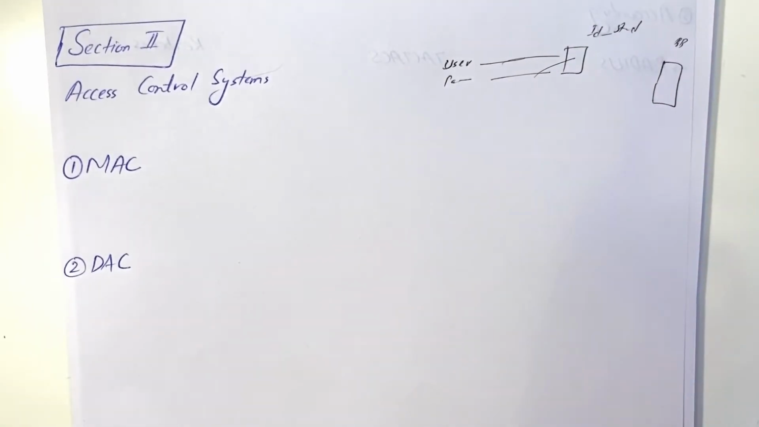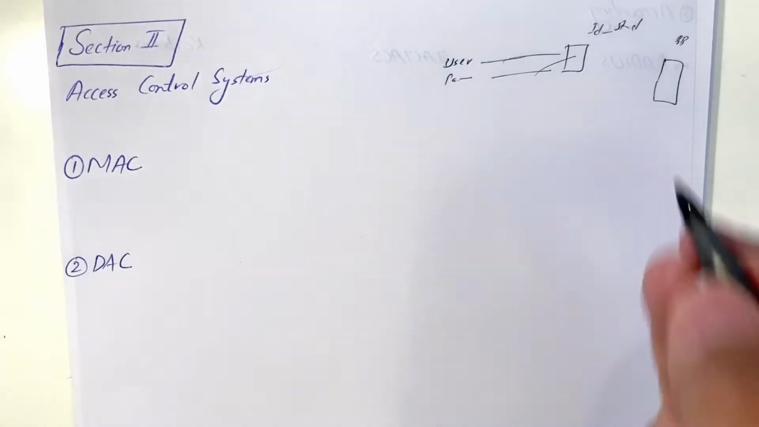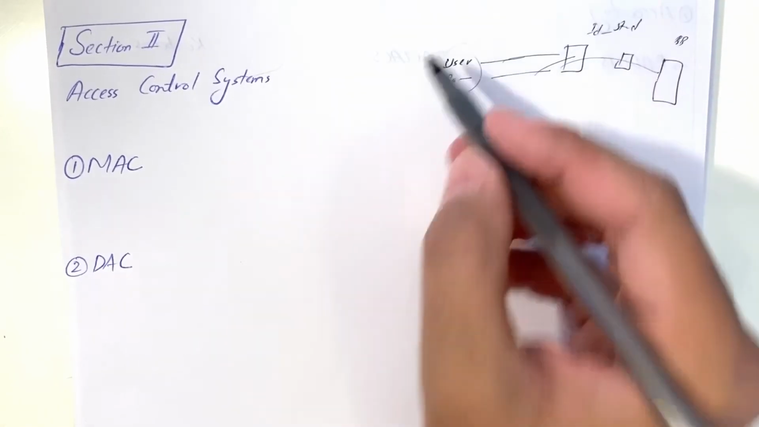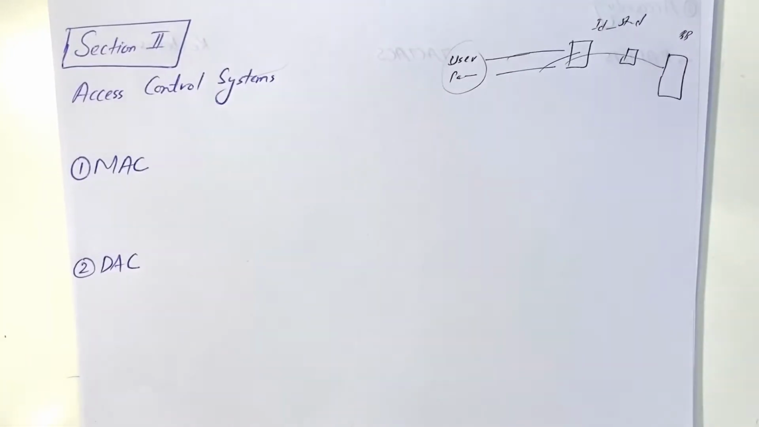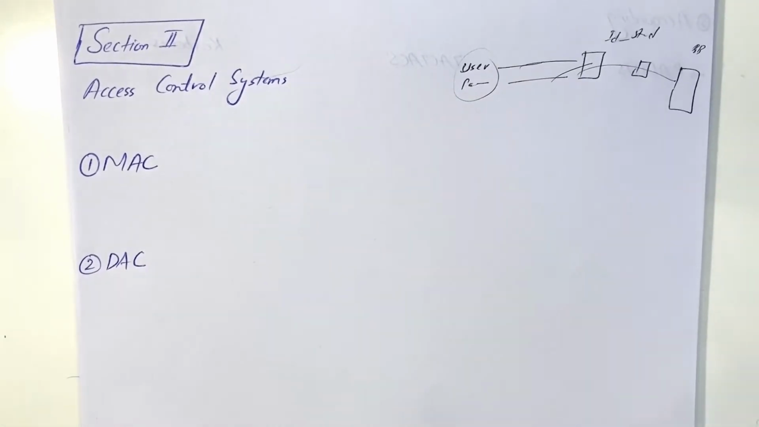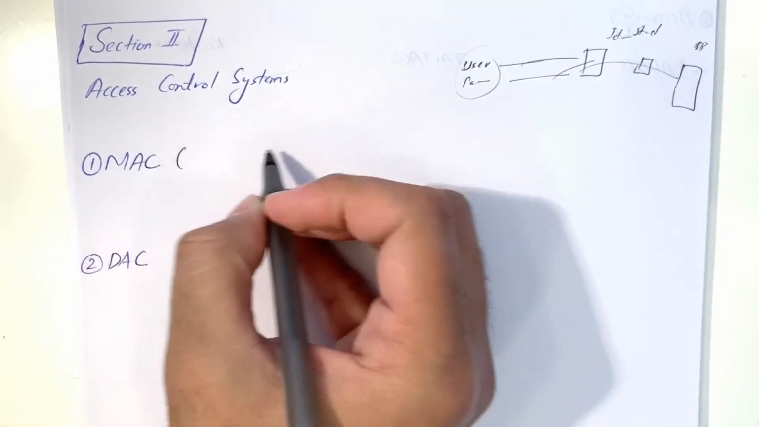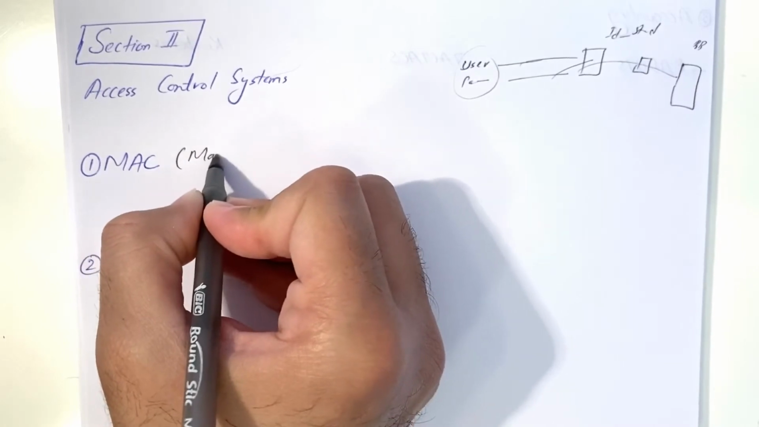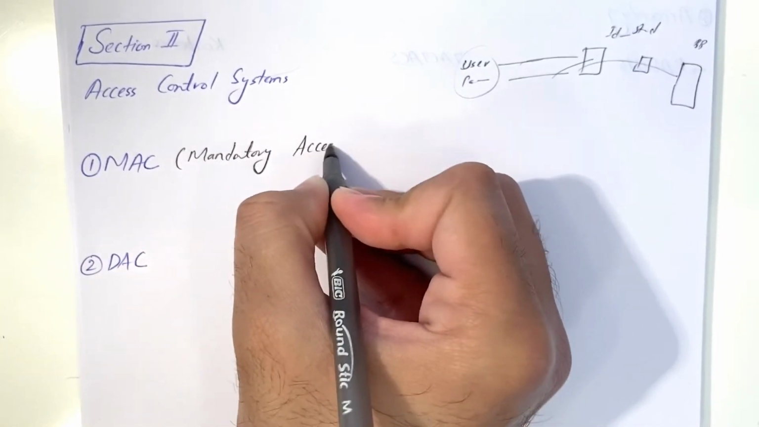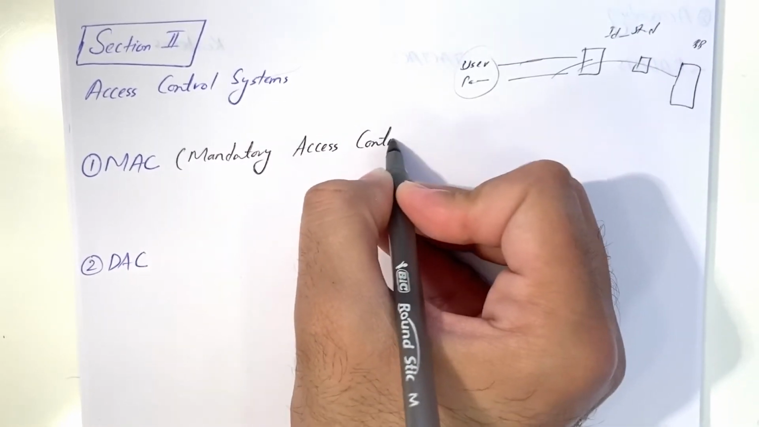Who will decide how much you can access? That is the access control system. The access control system will define how much you can access the resources with your credentials. Okay, this is what the access control system does. There are four main formal models of access control. The first model is called the MAC model, which stands for mandatory access control system.